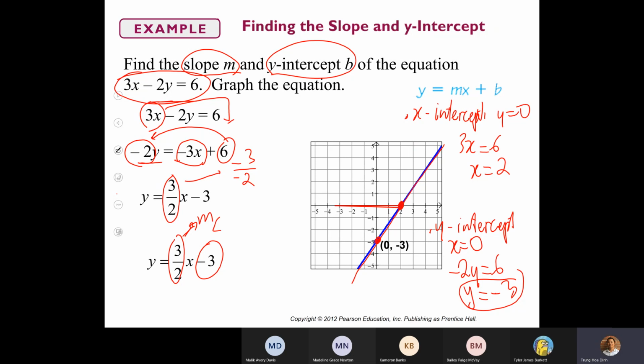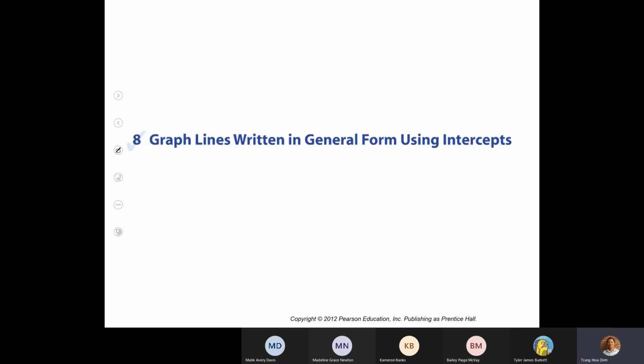Does that make sense? So, if they just ask you to graph the equation, to graph a straight line, you can use the equation to graph that without doing this. Does that make sense? Agree? Any question? Okay, that's fine. Now let's graph lines written in general form using intercepts. That's what I did.